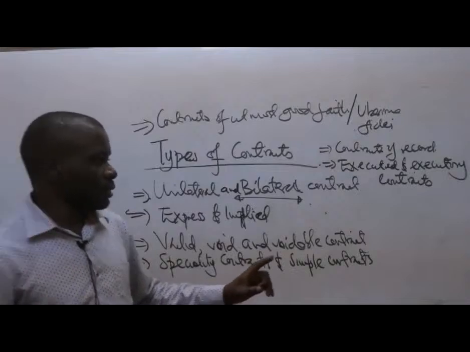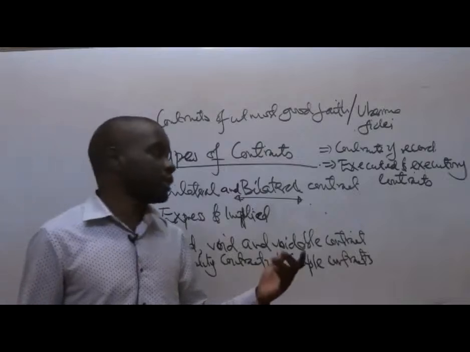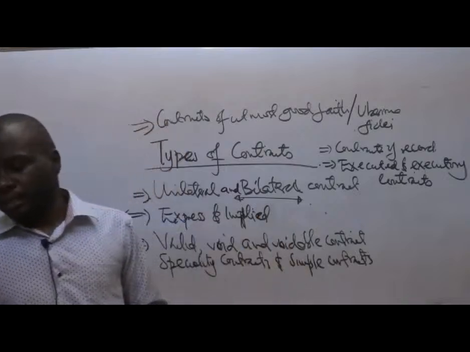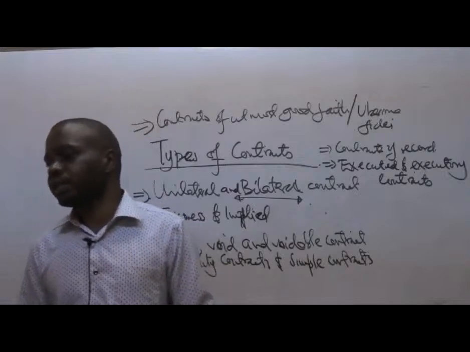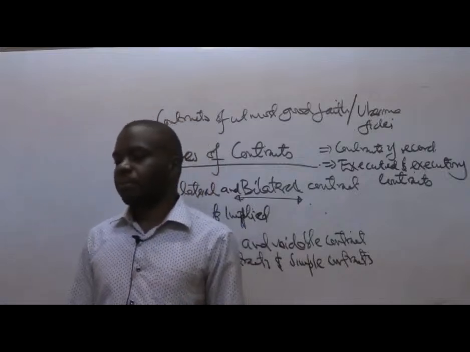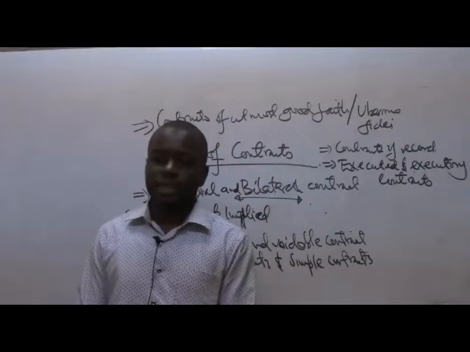Then you have executed or executory. Executed, just from the word, it has already been executed. So it is a contract where all the terms and obligations have already been fulfilled in the past, for example, a month ago. So that contract will be termed as having been already executed.